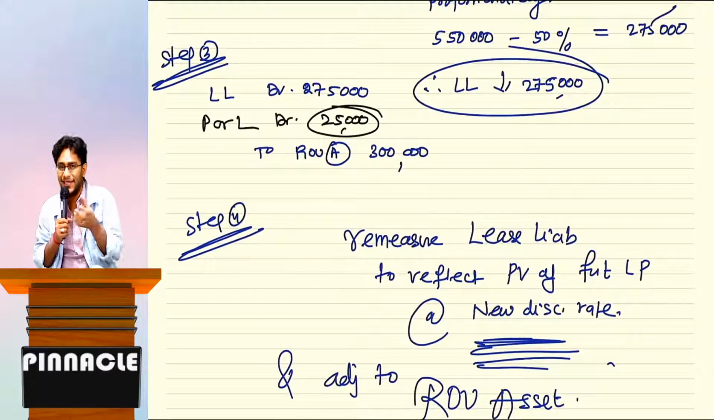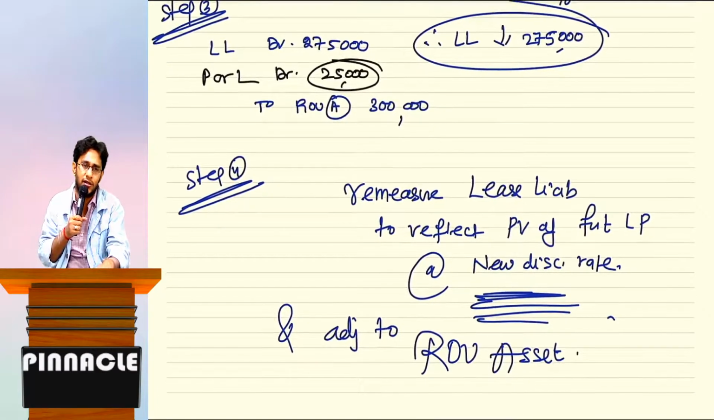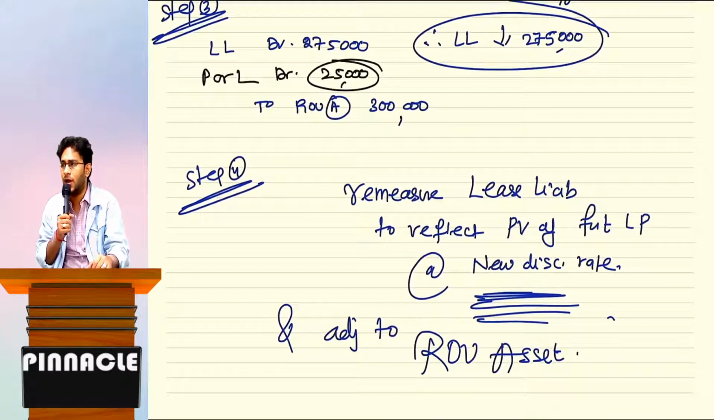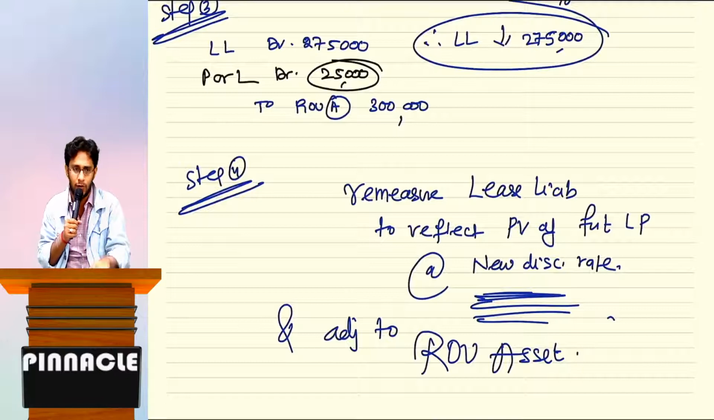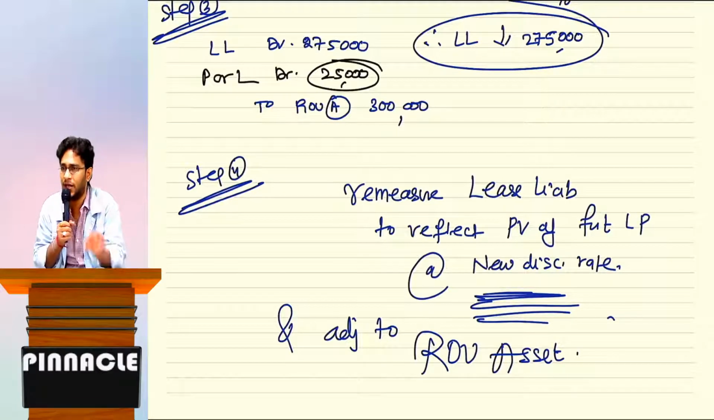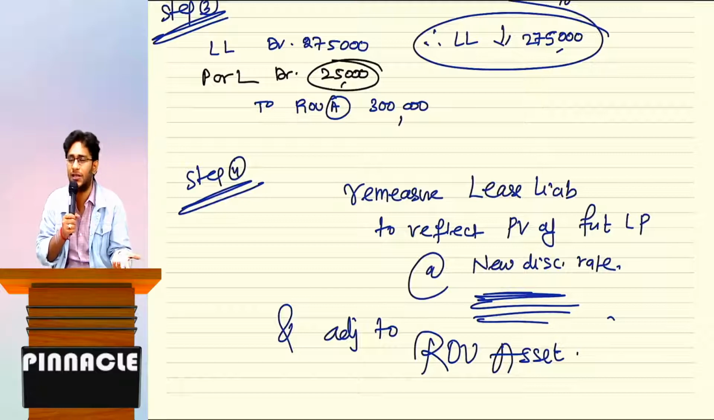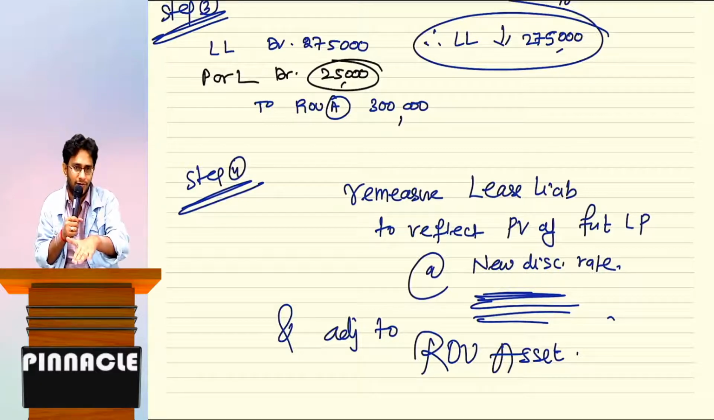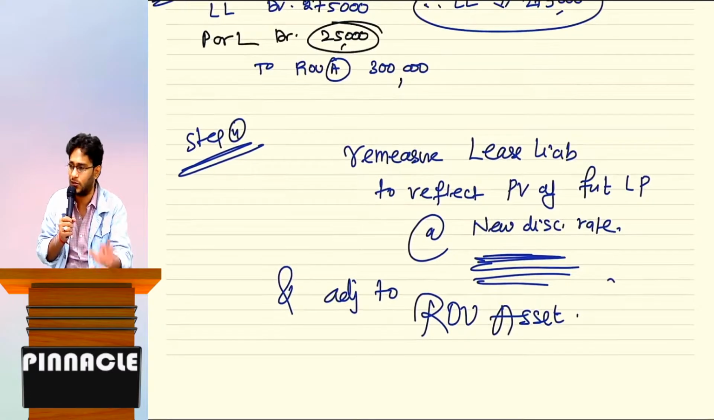Now, lease liability: now that there is a modification, definitely the lease liability has to be remeasured. How to remeasure? Like you did in reassessment. The only thing is you have to compulsorily take a new discounting rate. The old discounting rate should not be used. So either a lease liability increase or decrease will be there, and correspondingly adjust the ROU asset.